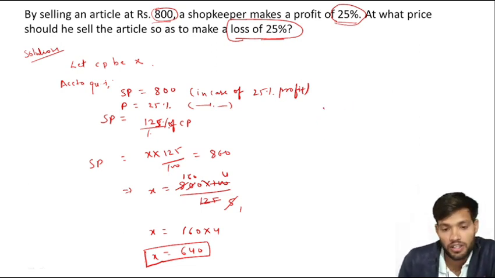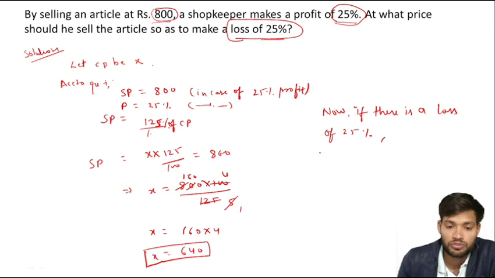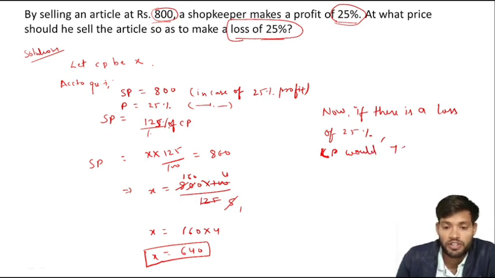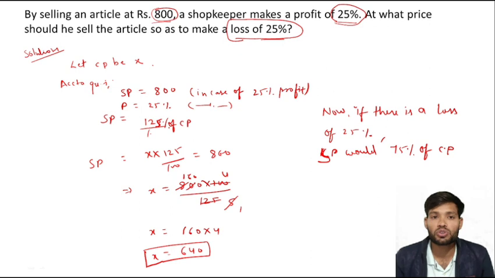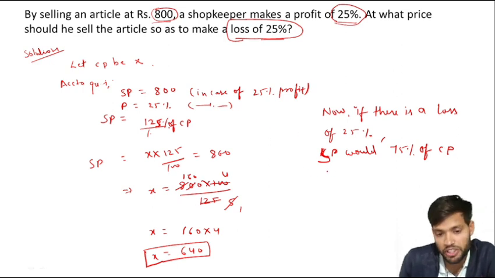Now in the second case, if there is a loss of 25%, the selling price would be 75% of CP. Why? Because CP is 100% in itself. When there is 25% loss, then SP will become CP minus loss, that means 100% minus 25% loss, so SP is equal to 75%. Now mathematically we will solve it. SP is equal to CP into 75%, that means CP 640 into 75 by 100.